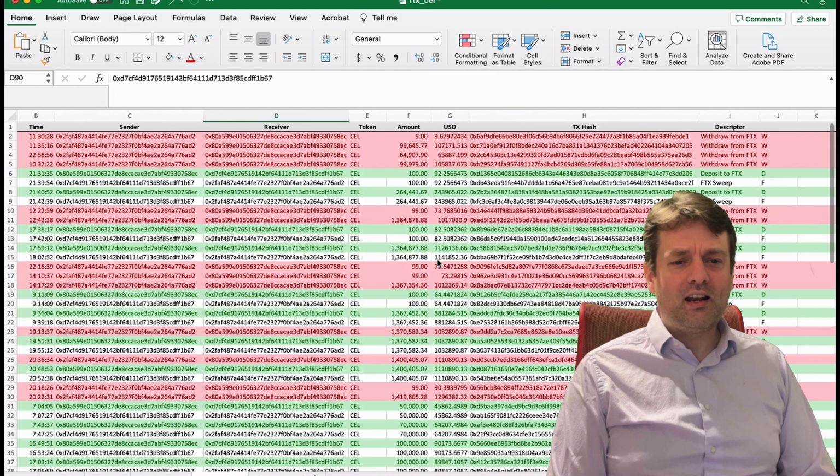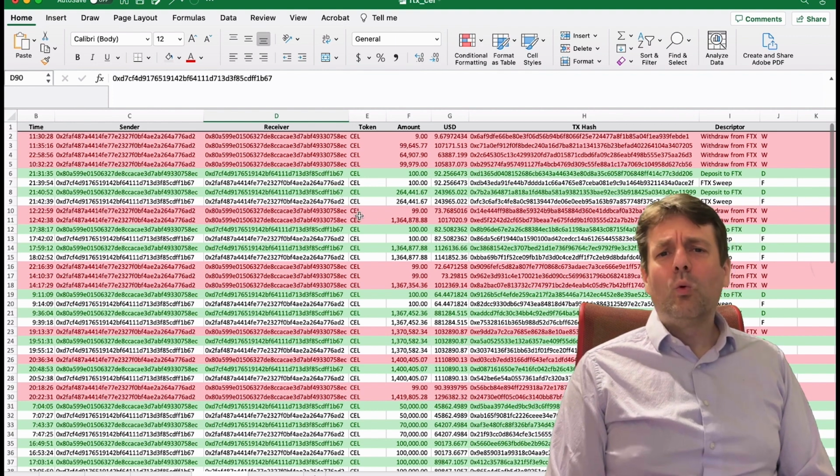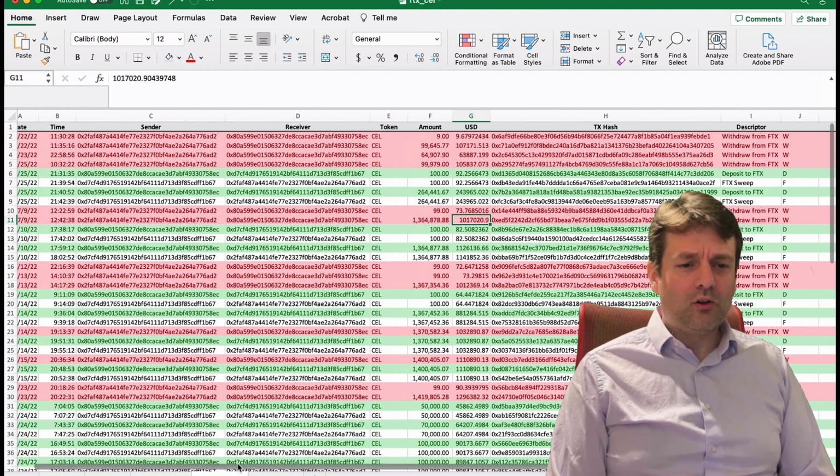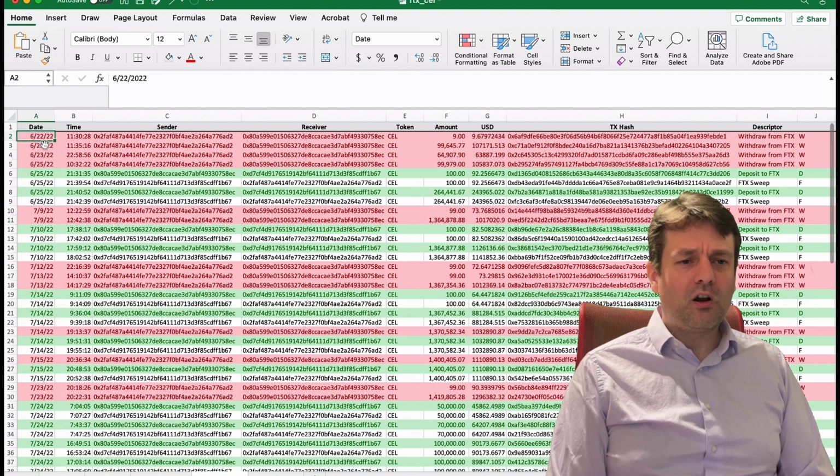I've isolated all the transfers between these wallets into this spreadsheet, which I will later make available. But you can see if we look here at the spreadsheet, starting on June 22nd, he's withdrawing from FTX and then progressively making deposits. So a few days later, he deposits 250,000 Cell token back into FTX. And then on July 9th, he withdraws 1.3 million Cell token. And then he redeposits it a day later.